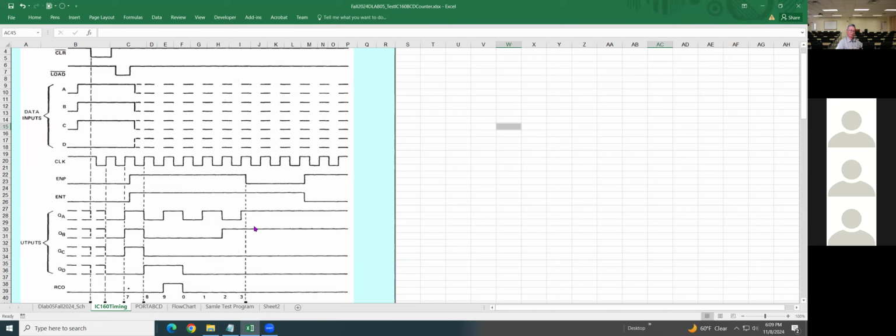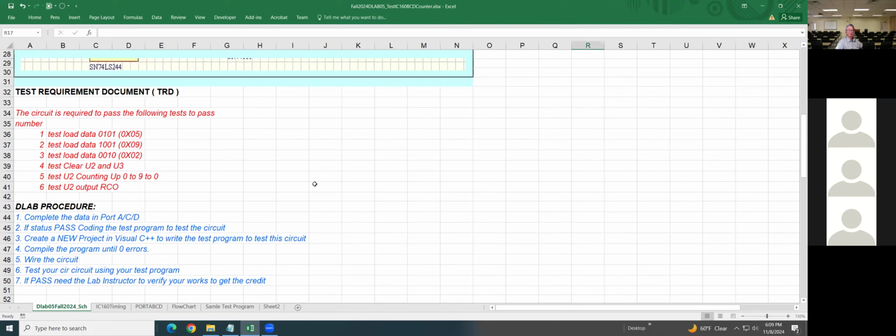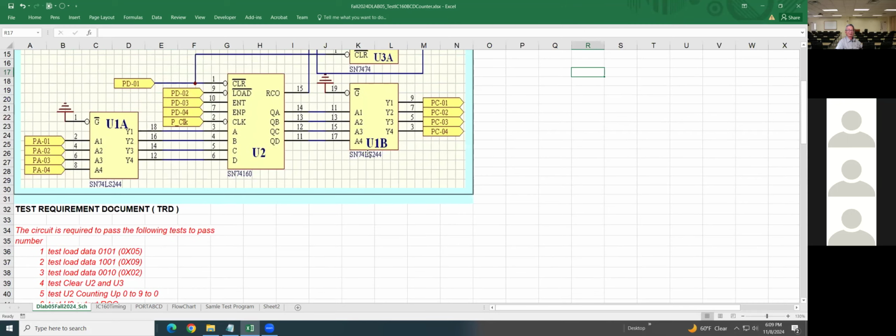Now, we've got to remember this is a BCD counter, right? BCD means binary coded decimal. That means binary, but working like decimal. Decimal only 0 to 9 to 0. Don't have any number greater than that. And the circuitry, if you're looking on the schematic, RCO, that's the output coming out.